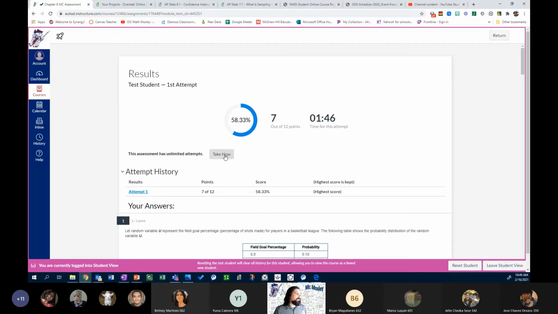Right, and you can take a new attempt here if you like, and you can start a new attempt from that other screen.